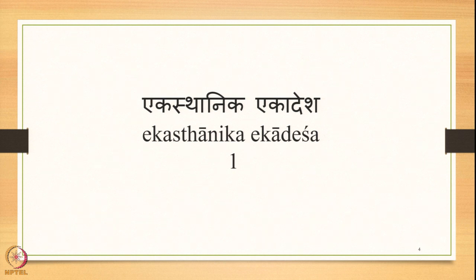We said that this ac-sandhi is of two types, ekasthānika ekādeśa and dvisthānika ekādeśa. Ekasthānika ekādeśa stands for one substitute in place of one substituent. Sthāni is substituent, and ekasthāni, one substituent. And ekādeśa, one substitute. In case of dvisthānika ekādeśa, we have two sthānis, two substituents, and one substitute. To contrast that, we say that this first type is ekasthānika ekādeśa.